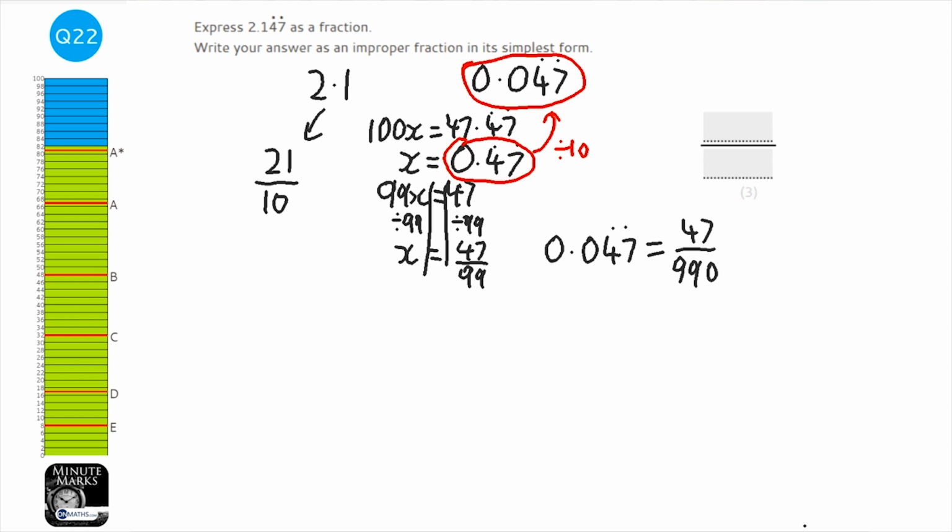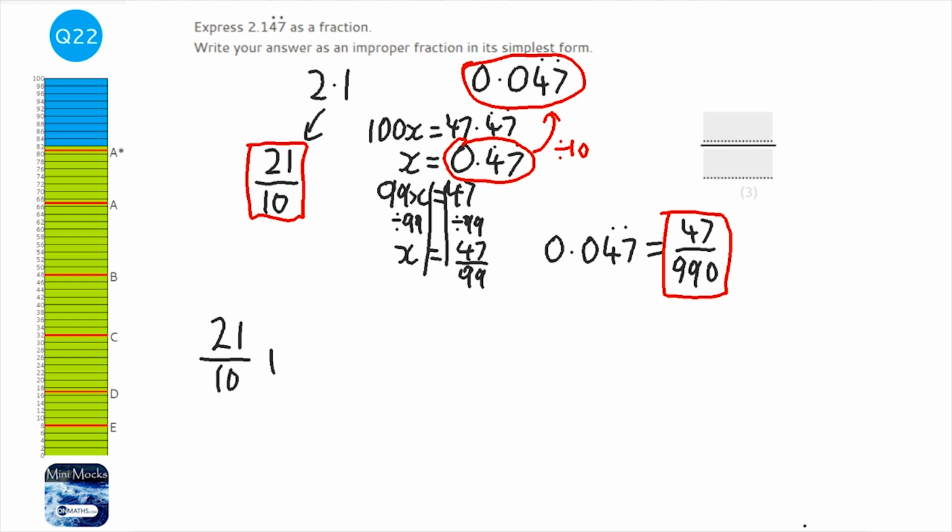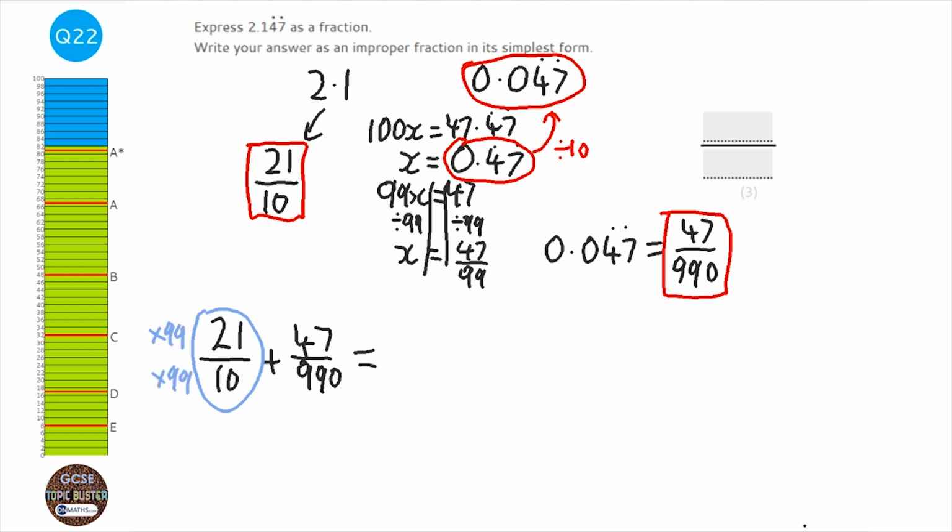Okay, so we've got our fraction here, and we've got our fraction here, and we need to add those together. So we need to do 21 over 10 plus 47 over 990. So we need the bottoms the same, so I need to times top and bottom of this first fraction by 99 to get the bottoms the same. So the bottom one is going to be 990, which is the whole point of it.